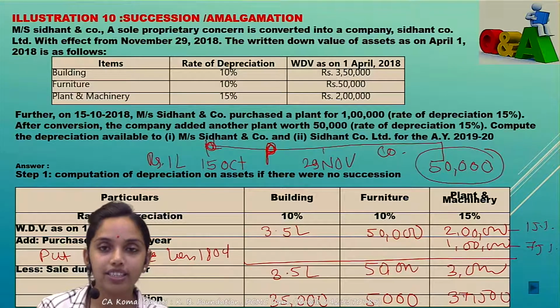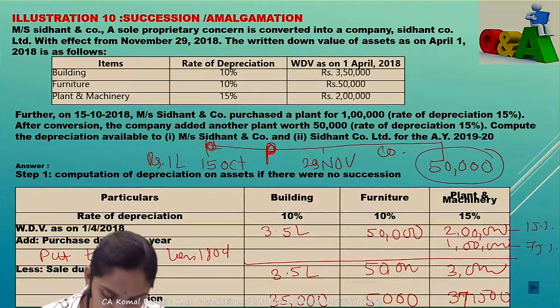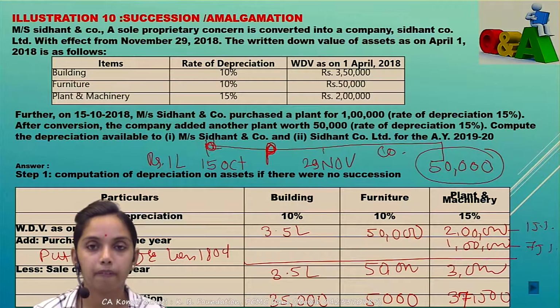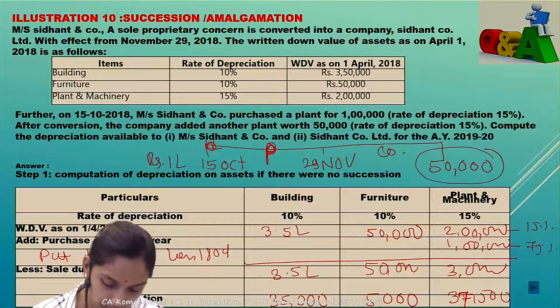Are you clear with this? 2 lakh by 15% comes to 30,000. Or 1 lakh by 7.5% comes to 7,500. So ultimately it is 37,500. Are you clear with this, the depreciation? Good. The next step is what?